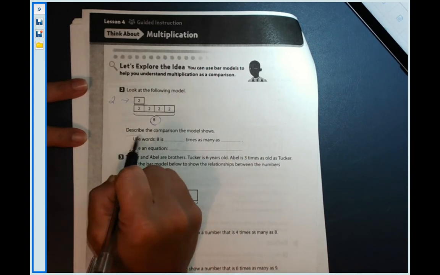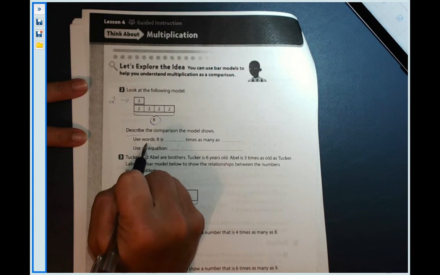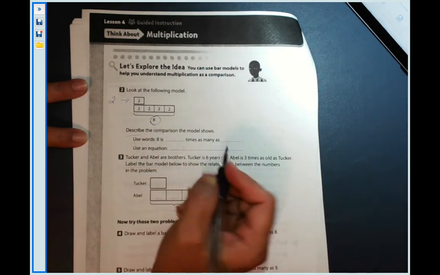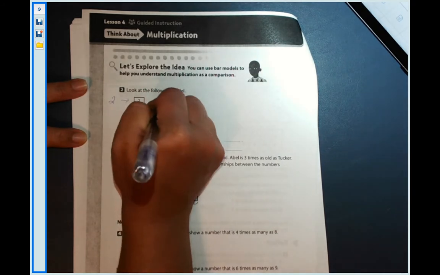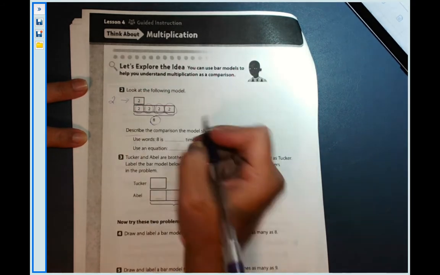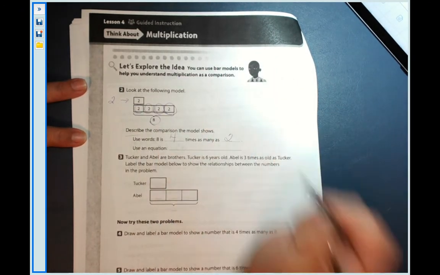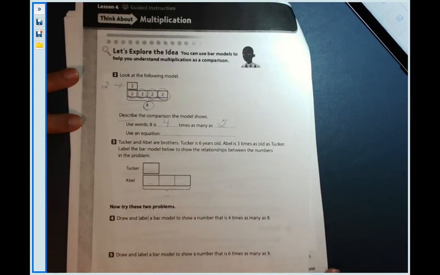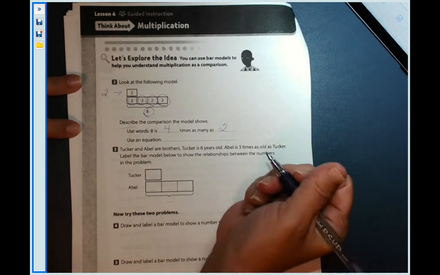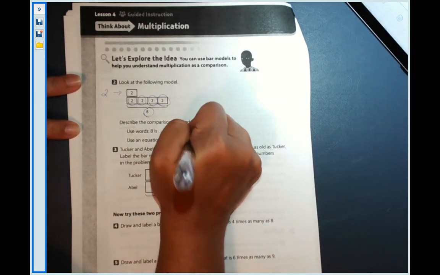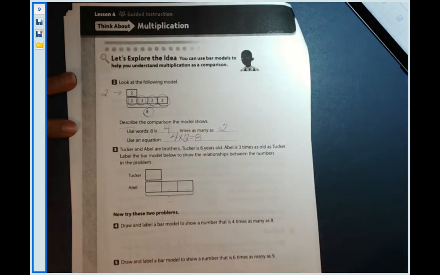Well, use words. 8 is blank times as many as blank. So 8 is 1, 2, 3, 4. 8 is 4 times as many as 2. Use an equation. 4 times 2 equals 8.